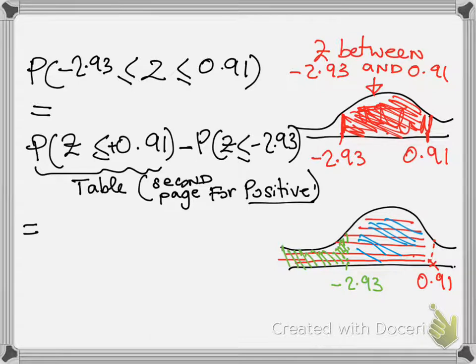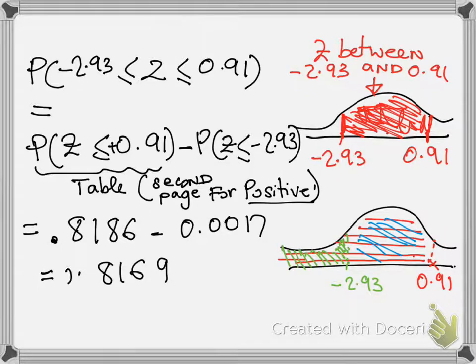So for 0.91, if you check the table, that would be 0.8186 minus, to the left of negative 2.93, we said it's 0.0017, so the answer would be 0.8169. Or if you prefer, that's 81.69%.